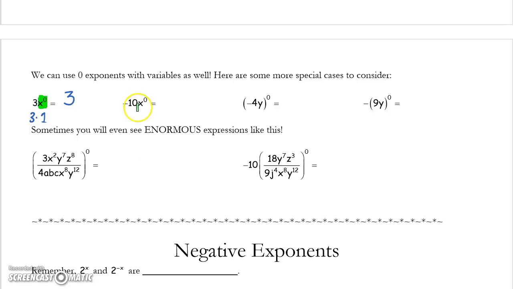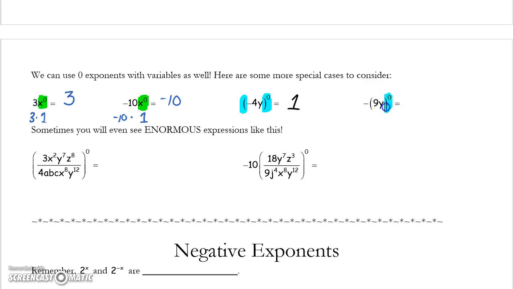Okay, the next one is very similar. The 0 is only applying to the x because there's no parentheses. That gives me a 1, so I have negative 10 times 1. My answer is negative 10. The last 2 examples are different because the 0 is applying to the parentheses there. And since everything is in the parentheses, this entire answer becomes 1. I'm not multiplying anything. Distinct difference that you have to pay close attention to.